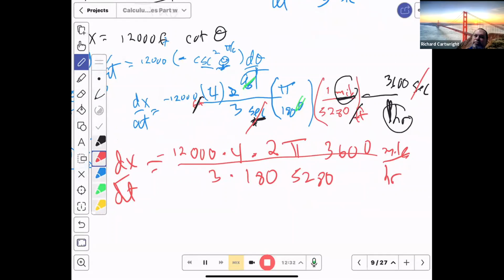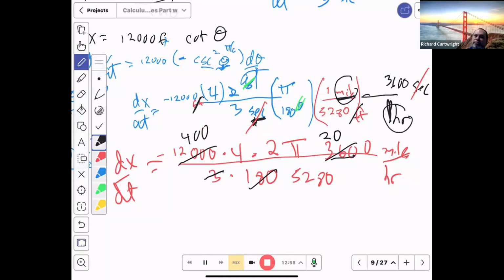Let's see. What cancels easy? 180. 180 goes into 360 twice. So that gives me a 20. 2 goes into, where am I, 2? 3 goes into 12,000, and that goes into 4,000.